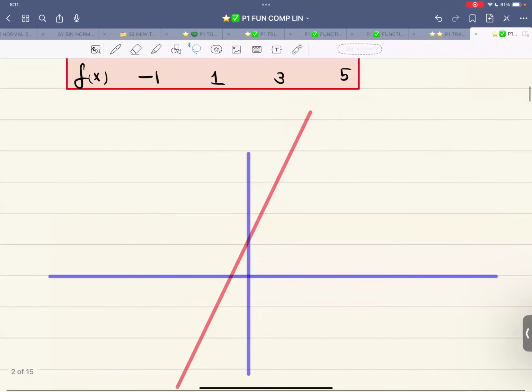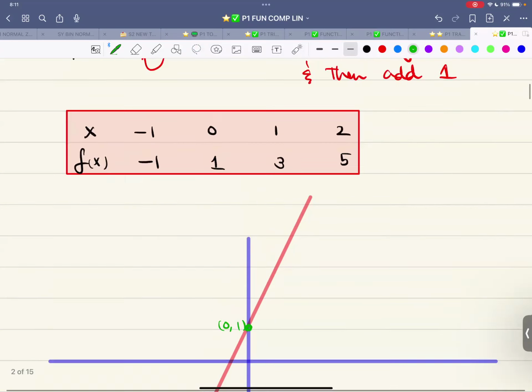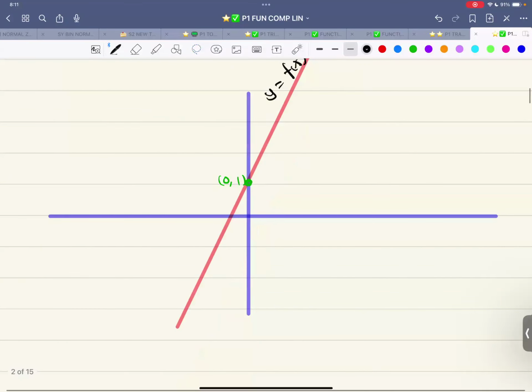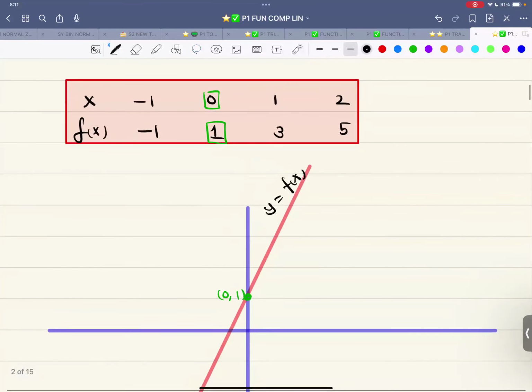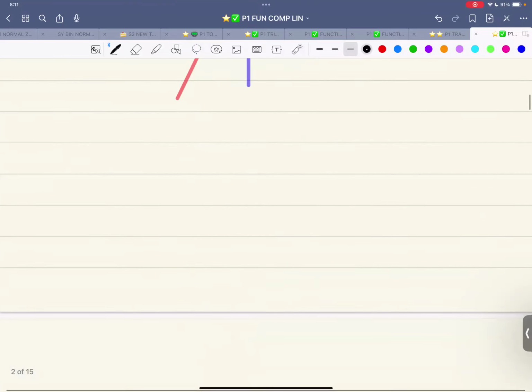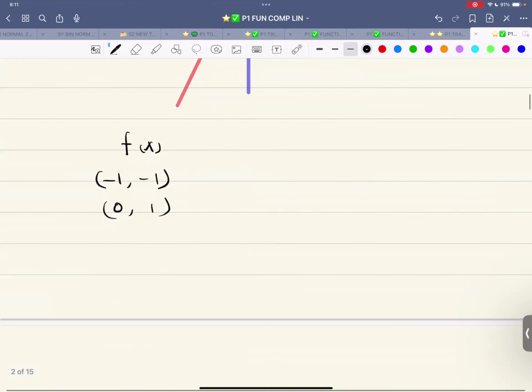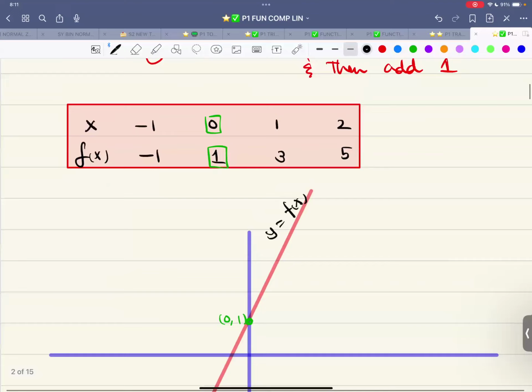So now this point over here is (0, 1). That is one of the obvious points that I have plotted. And this is y = f(x), that is the straight line. Now, there are different things that could be done over here. First thing, look at these values. We have these 4 points: (-1, -1), (0, 1), (1, 3), and the other point is (2, 5).